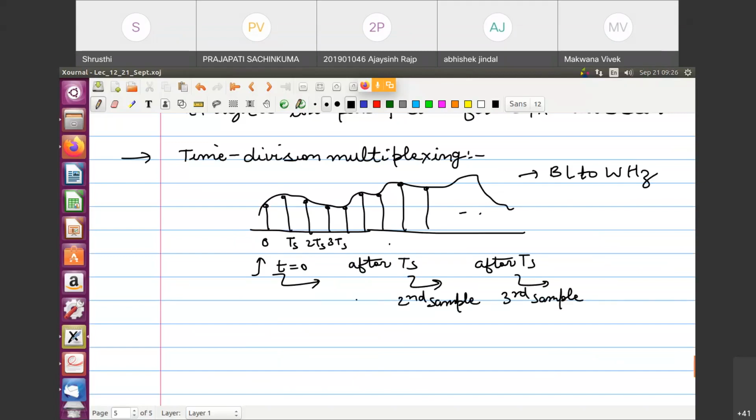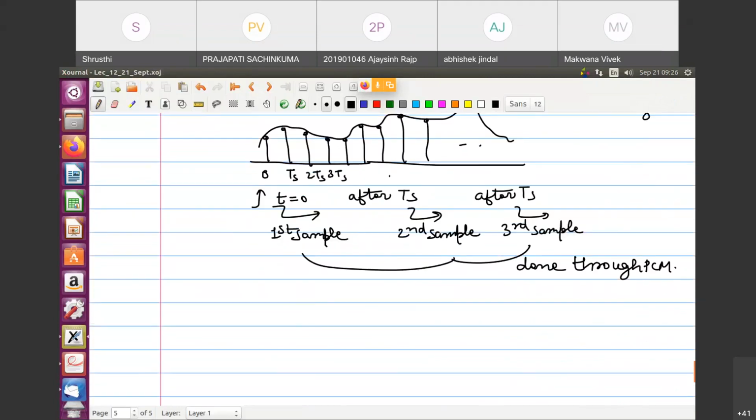Let us say some coding takes place or PCM takes place. Let us say this is done through PCM. So the problem is, what is happening between 0 to Ts? So this channel is idle. Channel is not used. This is empty.